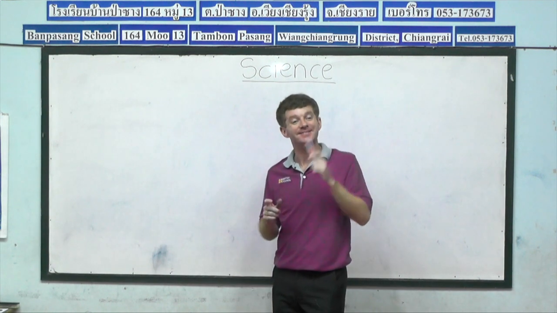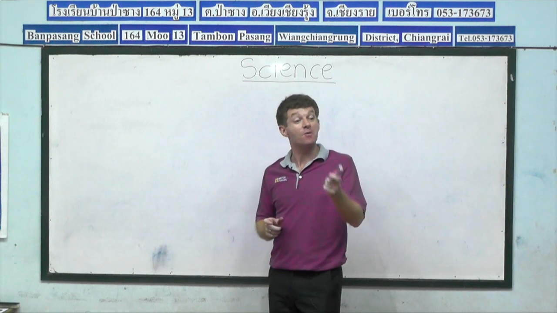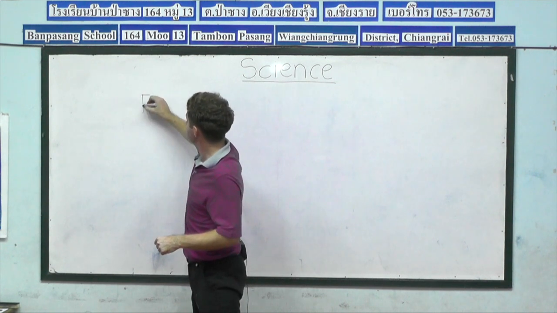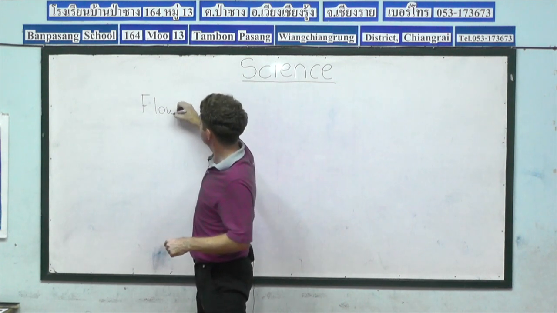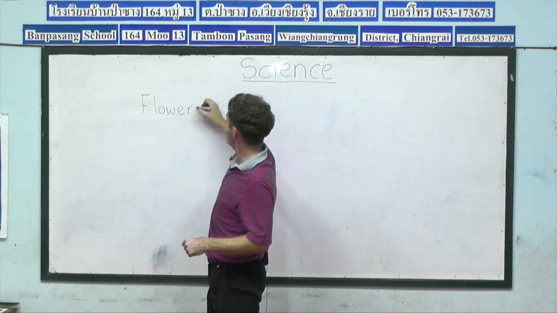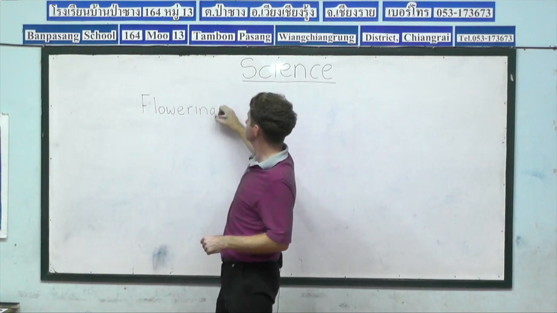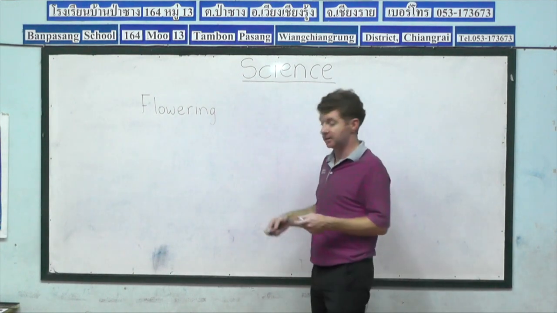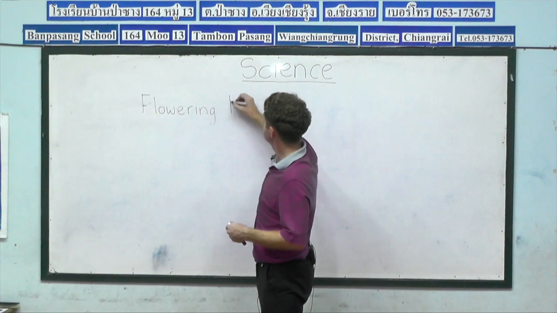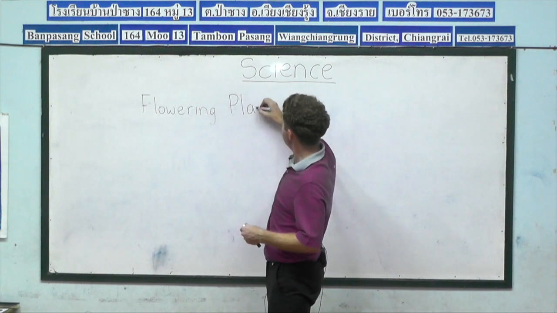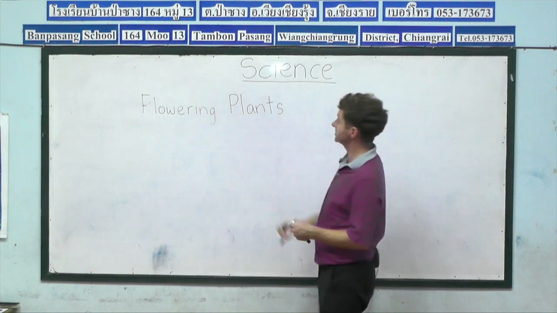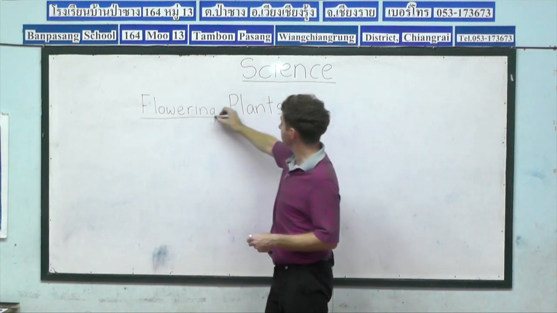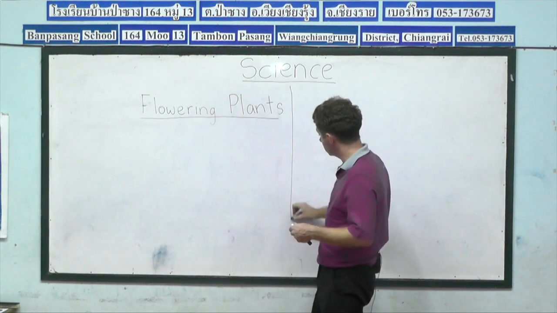What do we call plants that have flowers? Flowering plants. So let's have one category here. F-L-O-W-E-R-I-N-G. Flowering. And then plants. P-L-A-N-T-S. Flowering plants. Okay, so we've got one category on the board here. So flowering plants will go on this side.